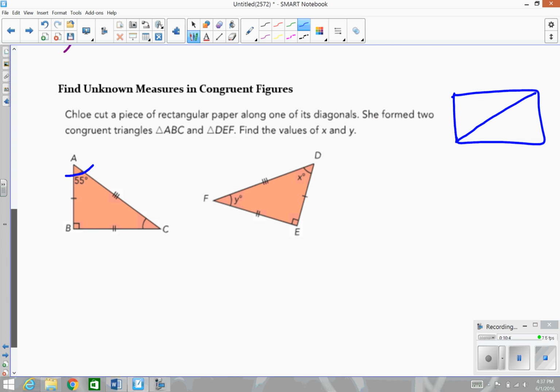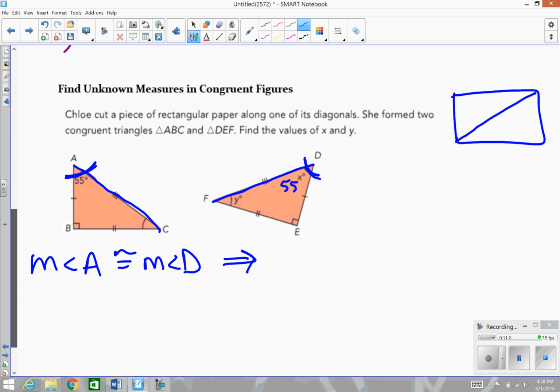Well, because A is corresponding to D, if you notice where all the sides are lining up, you have AC lining up with DF, and then the other two. So we know that the measure of angle A is congruent to the measure of angle D. And if A equals 55 degrees, then D must equal 55 degrees, which means that X equals 55 degrees.